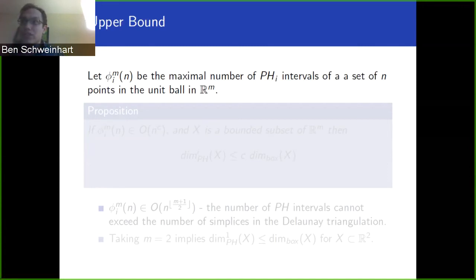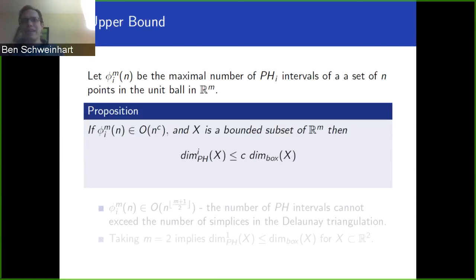we're talking about the number of intervals. So let psi I m of n be the maximum number of persistent homology intervals of a set of n points in the unit ball in R^m. And then the idea is if psi I m of n is on the order of n to the c, and X is a bounded subset of R^m, then dim phi of X is less than or equal to c times the box dimension. Okay, so just to reiterate, psi I m of n is the maximal number of I-dimensional persistent homology intervals of a set of n points in the unit ball in R^m.